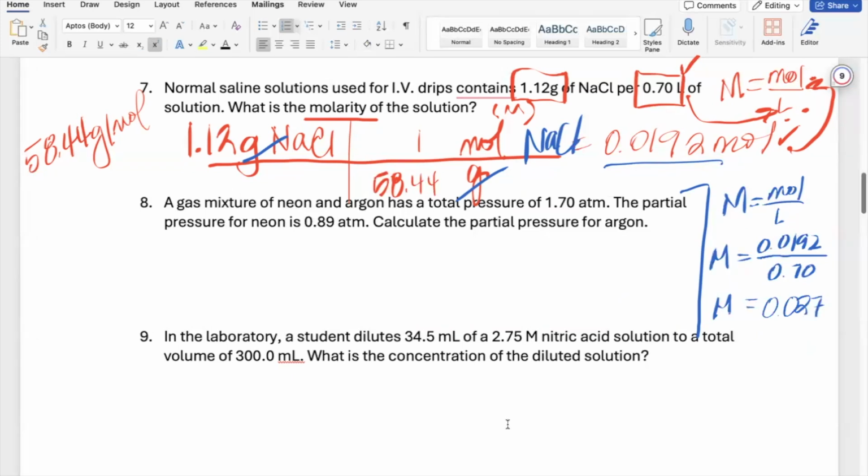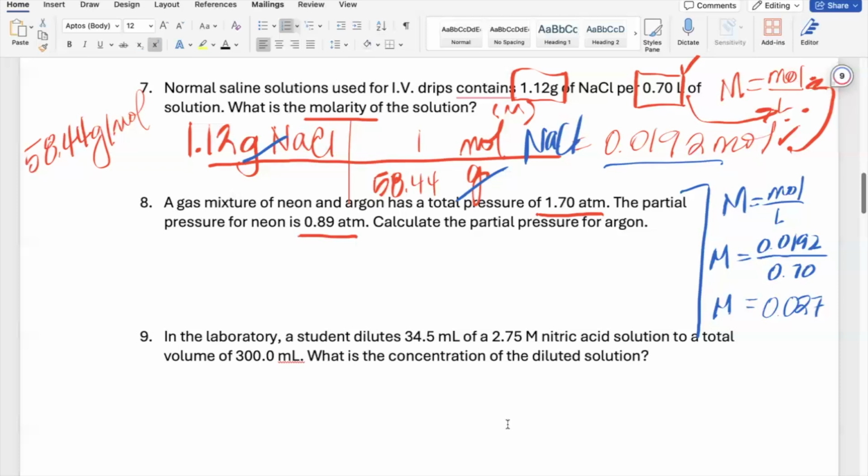All right, number 8, if there are no questions. Number 8 is the partial pressure law, which we learned right at the end of module 2, I believe. A gas mixture of neon and argon has a total pressure of 1.7 atmospheres. The partial pressure for neon is 0.89 atmospheres, and they want us to calculate the partial pressure for argon.